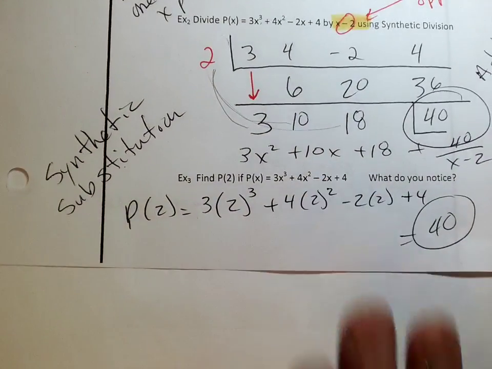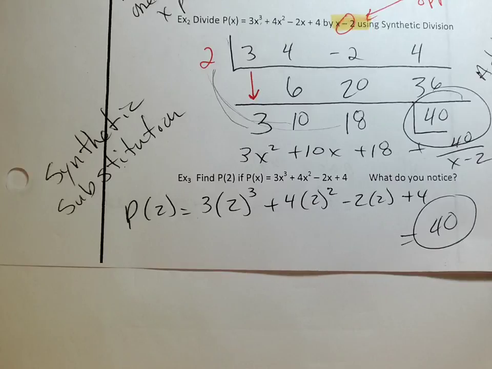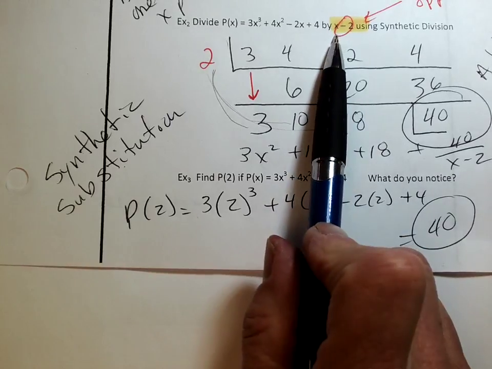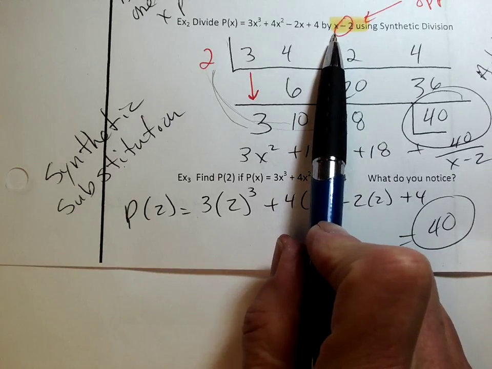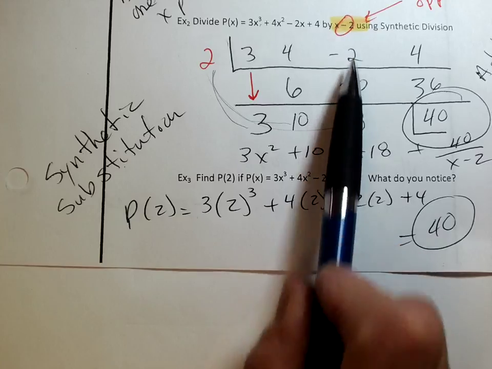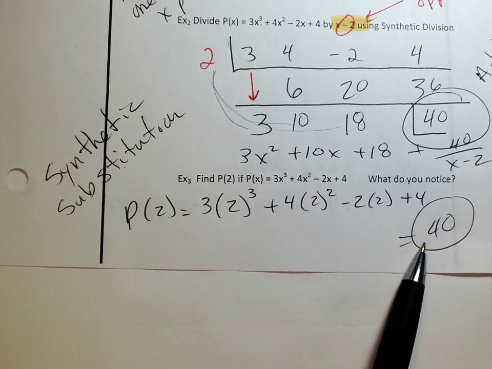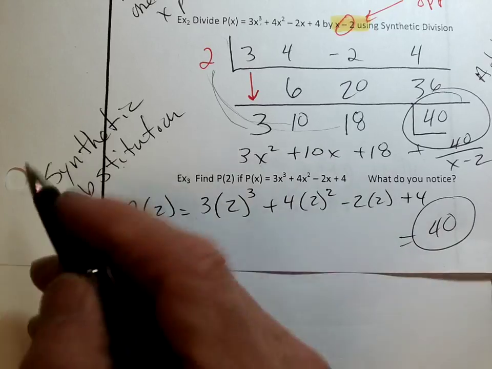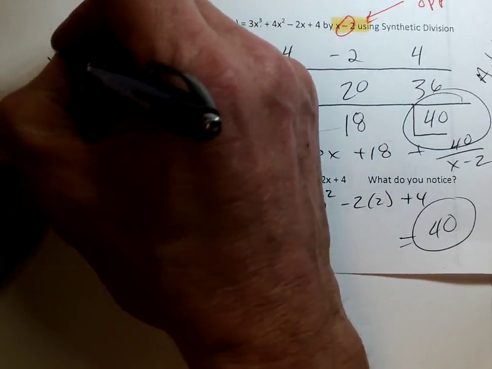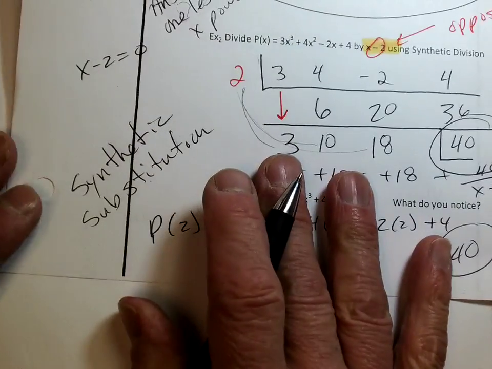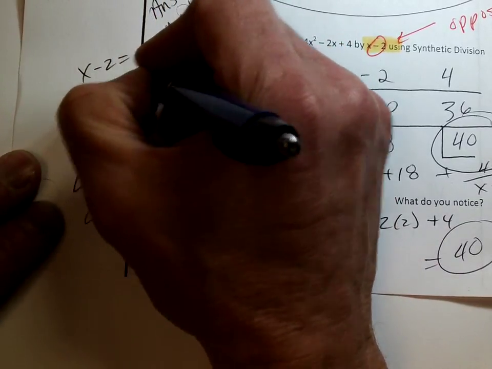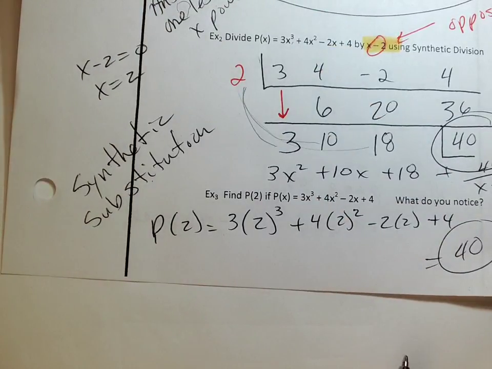We just did synthetic substitution, because when we plugged in 2, which is the answer to this x, if I had x minus 2, I will always get the remainder. So if I start with x minus 2 over here and say it equals 0, then x equals 2, and synthetic substitution gives you the remainder.